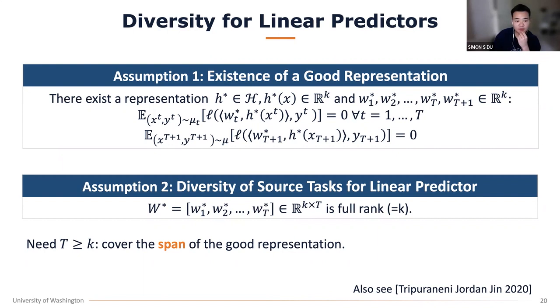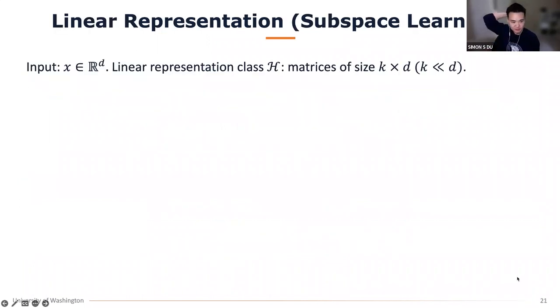All right, if no more questions, I'll continue. Thanks for asking these questions. They are all great questions. So let's first look at a very simple example, okay? That's what we call linear representation. This is not an entirely new model. It was studied by several papers around 10 years ago, where they called it subspace learning, multitask subspace learning.